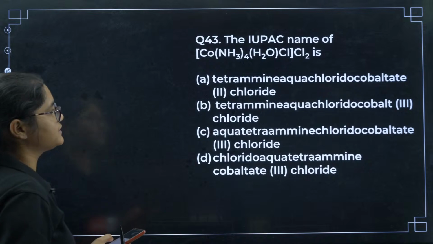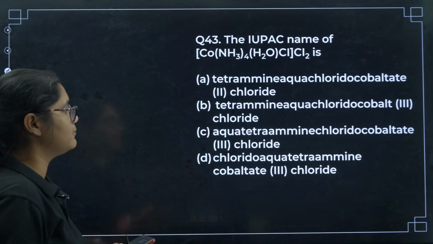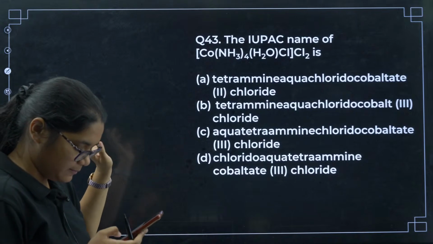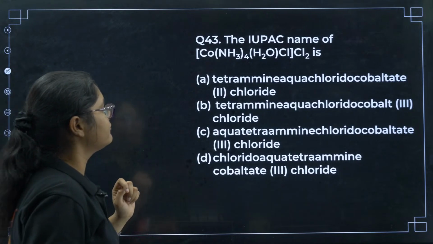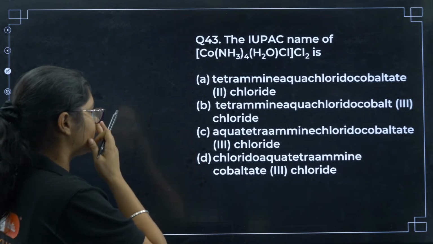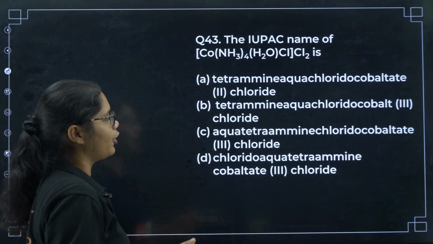Next, moving to question number 43. IUPAC name of the given compound. Yes, so they do this question properly by taking time. So you have tetraamine, aqua. Okay, so first of all you see the complex and try to eliminate the options.